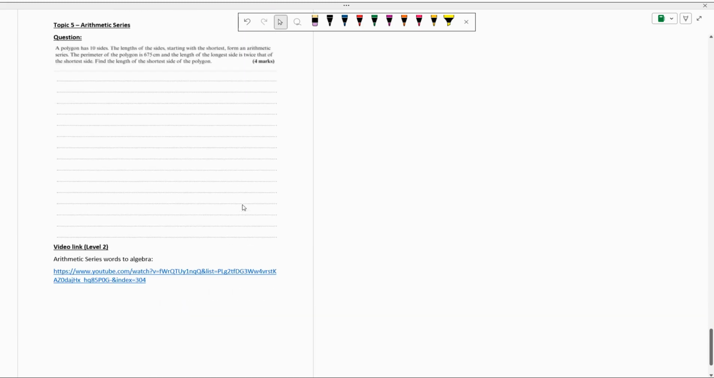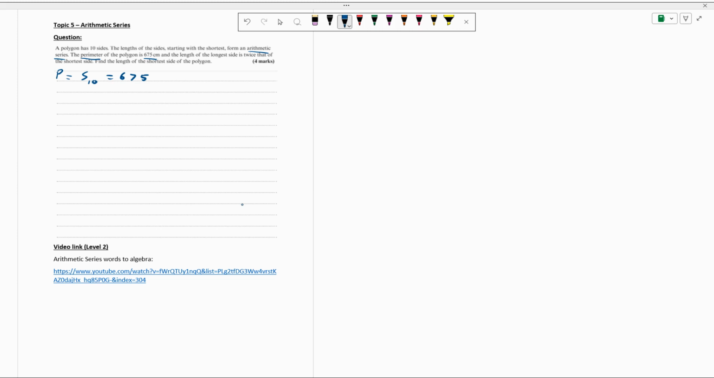Okay, so the final question we've got is an arithmetic series. It does actually tell me in this, because it says the words arithmetic series. So I've got the polygon has 10 sides, and the lengths of the 10 sides, starting from shortest, form an arithmetic series. The perimeter is 675. So the perimeter is adding up all the sides. That's the sum of the 10 sides is 675.